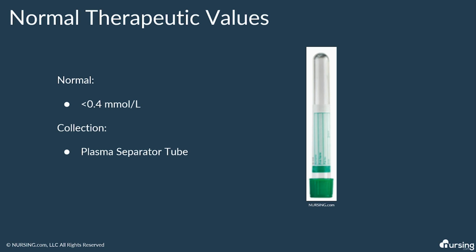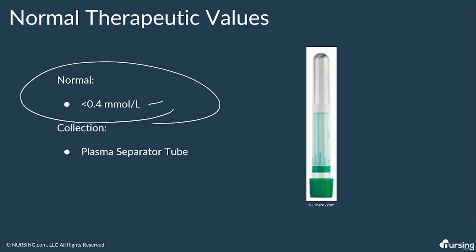Normal therapeutic values are below 0.4 millimoles per liter. Ketones, there's not a large abundance unless you're trying. Collection happens via a plasma separator tube, like this green top.